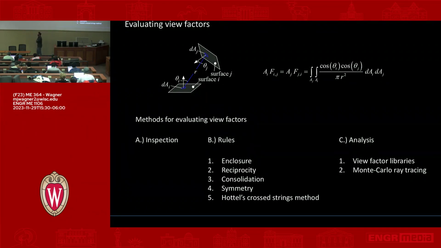And then the last thing is analysis. Sometimes the rules will fail you or there is not enough information, and inspection's not good enough. You actually need some equations that you can pull out and use. So analysis would be either equations coming from a library of equations or Monte Carlo ray tracing. We'll talk briefly about all of these today, hopefully.